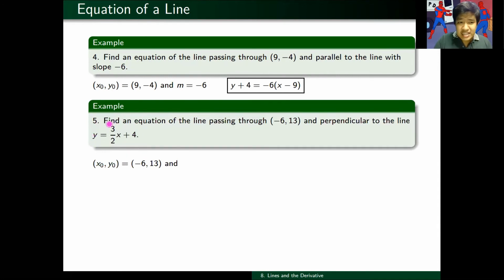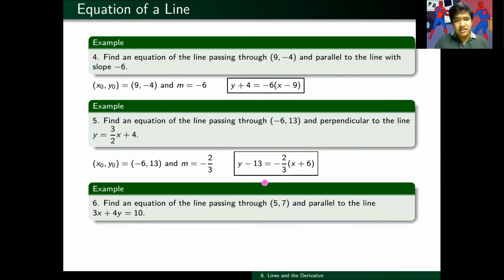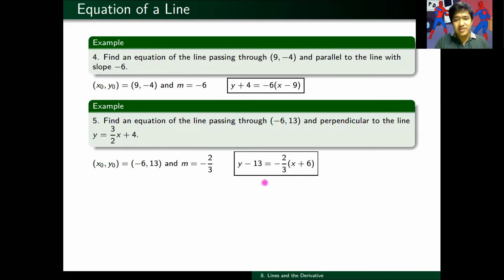But the slope of this line, this is of the form y equals mx plus b. So, its slope is actually 3 halves. Tama? So, ang negative reciprocal ng 3 halves ay negative 2/3. So, dapat ito yung slope ng line na hinahanap ko para perpendicular siya dito. Okay? Now, plug in na lang po sa slope sa point slope form. I get this one. Okay? Y minus 13 equals negative 2/3 times x minus negative 6 or x plus 6.